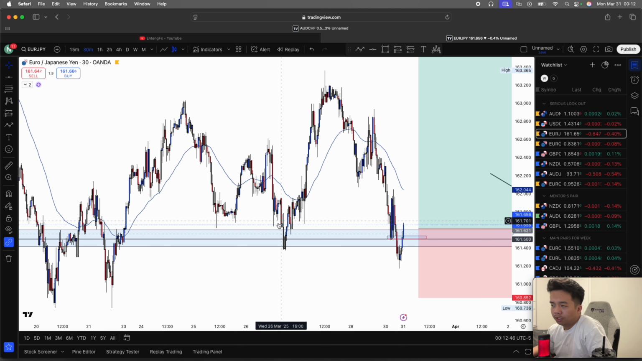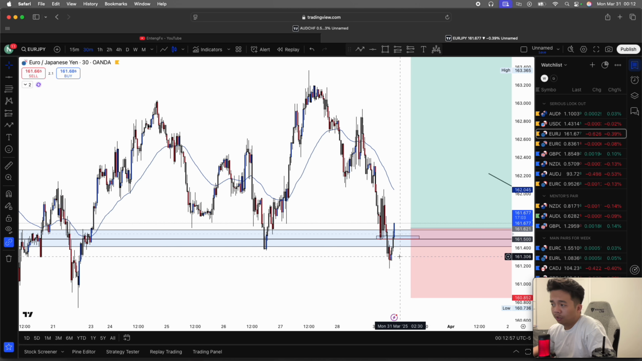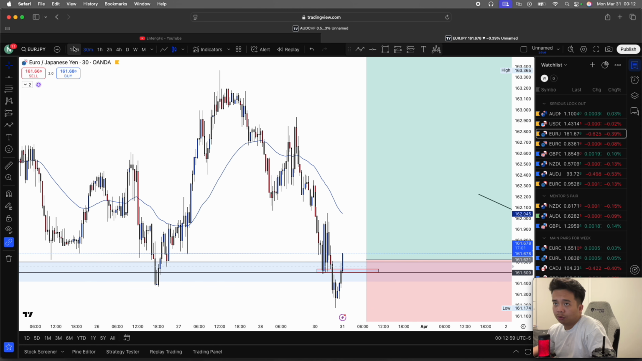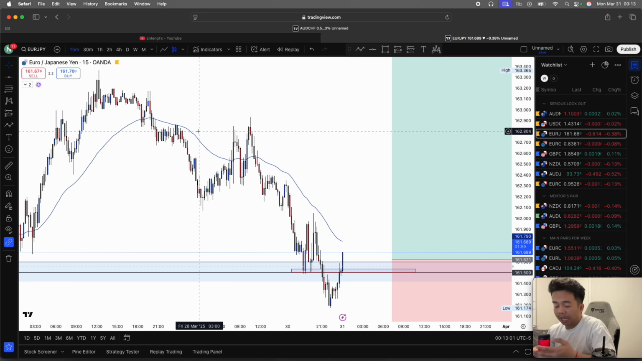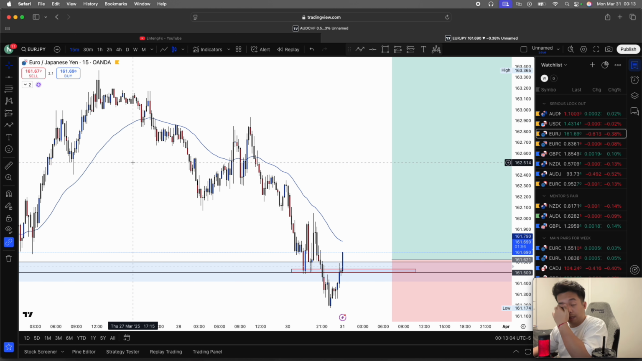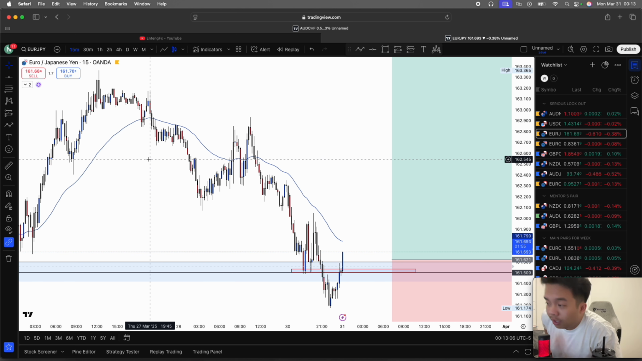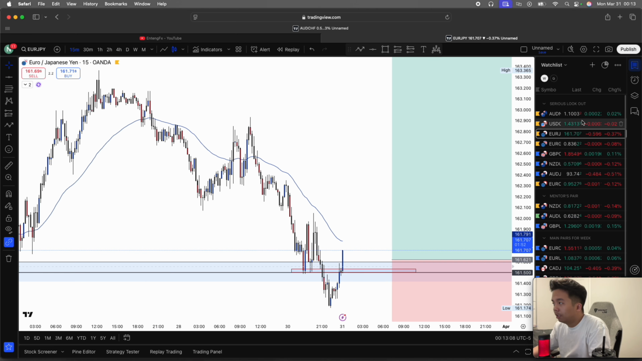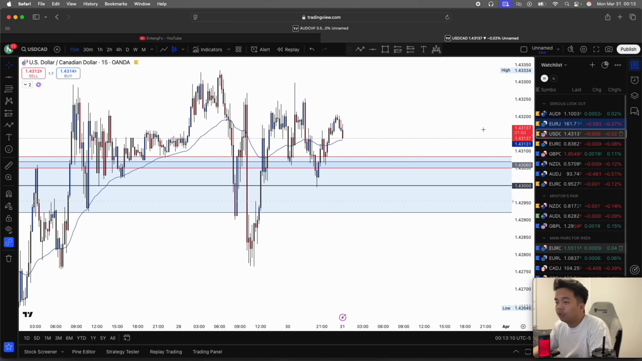So we're pretty much just repeating what happened in the past. As you can see over here, pullback, area of interest, rejection, go to the upside, pullback over here. We could possibly see price action make it happen again. So we'll wait for that. So yeah, that's for the EUR JPY. I think this one's more ready.